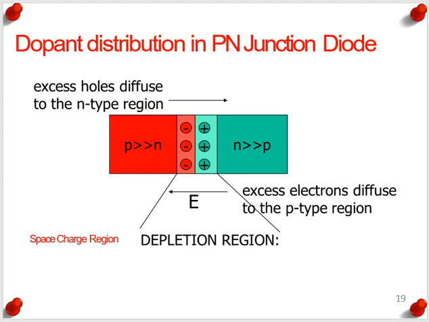Dopant distribution in PN junction diode: excess holes diffuse to the N-type region. You can see that holes move towards N-type region, and these excess electrons diffuse towards P-type material, and this is the depletion region in which the positive charge gathered closer to this junction and negative charge also gathered closer to this junction, and this region is called depletion region.